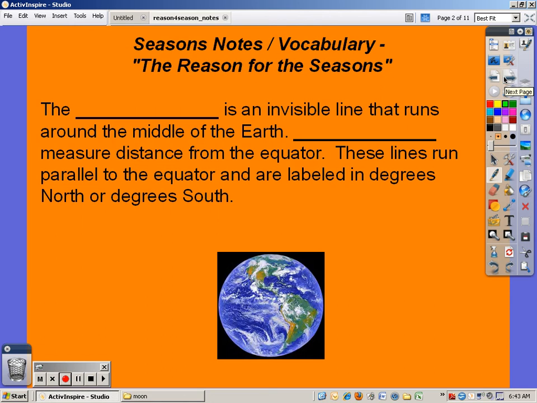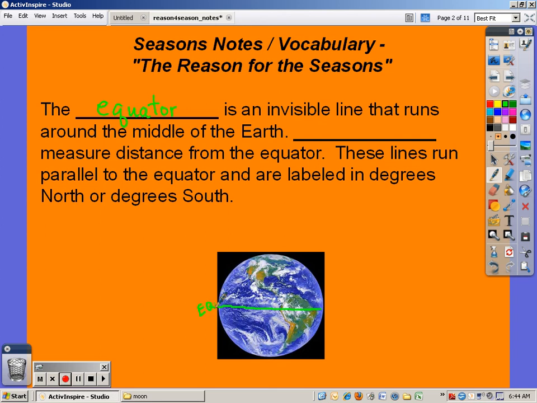The equator is an invisible line that runs around the middle of the Earth. This is its approximate location. You should all be familiar with the equator. We're going to use the abbreviation EQ to represent that.